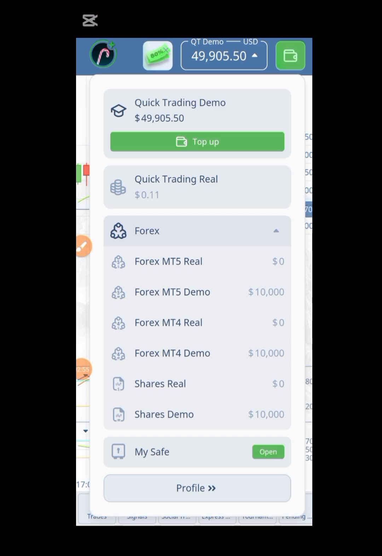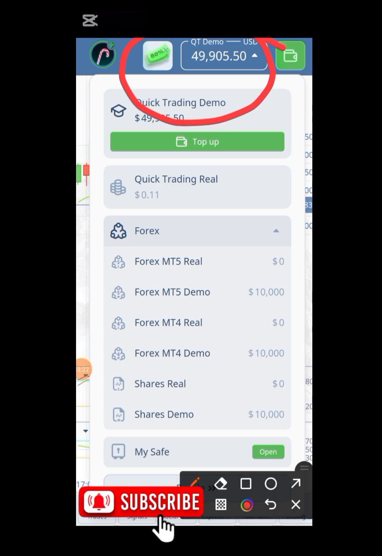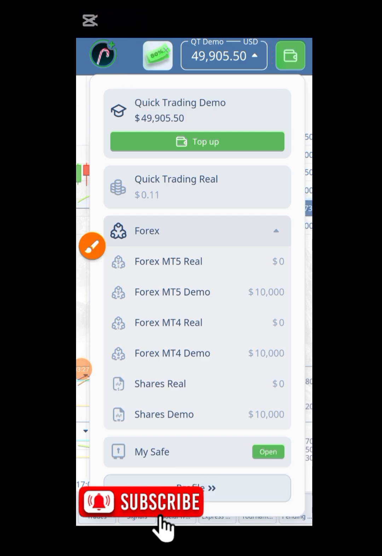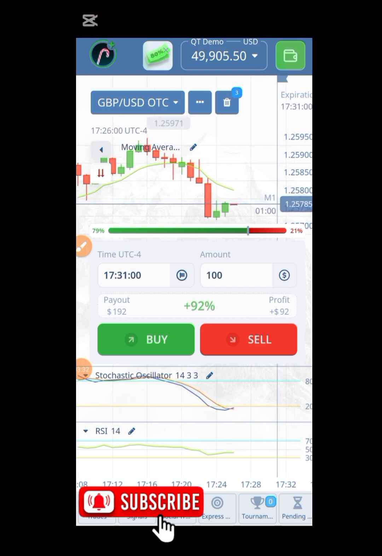When you click on forex, it will show you various options: MT4, MT5 demo, forex MT5 demo, forex MT4 real. In a different video, I will show you how to go on a real account. But for now, this is basically a training for demo. So you have to select a demo account. The demo will give you $50,000 for you to use. So I have selected the demo, as you can see.